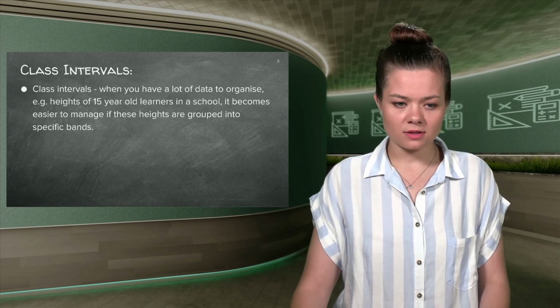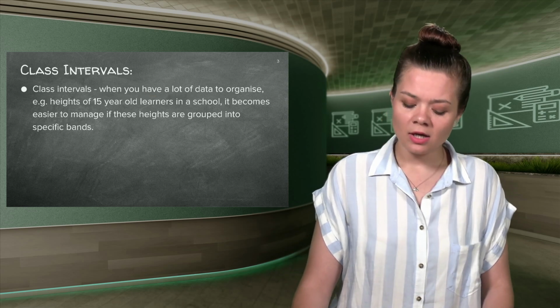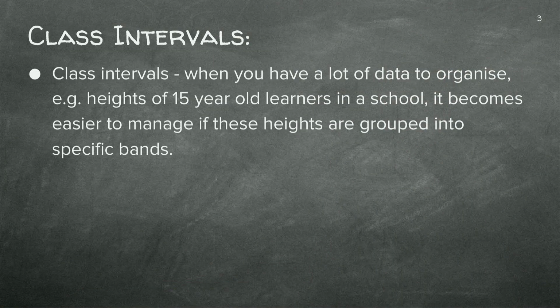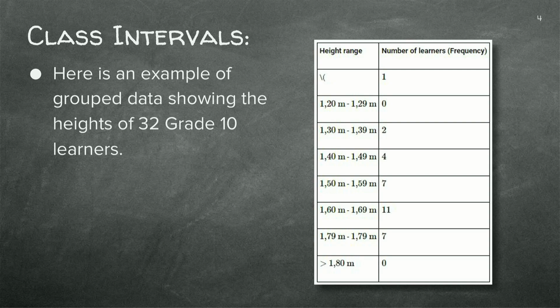Now, class intervals. What are they? When you have a lot of data to organize, for example, the heights of 15-year-old learners in a school, it becomes easier to manage if these heights are grouped into specific bands. Let's have a look at an example.